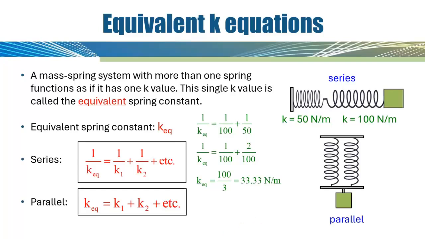All right, the next example looks at two springs that are in parallel. In this case, both of the springs have the same K value, and the equivalent spring constant is going to be the sum of them. So I'm just going to add them together, and I have a KEQ of 200 newtons per meter.